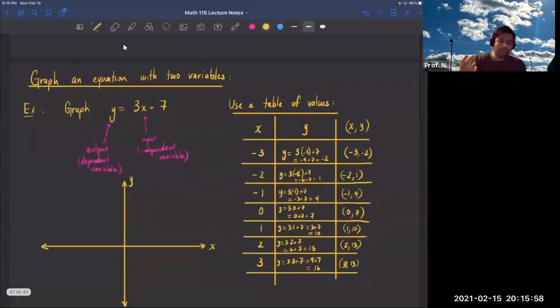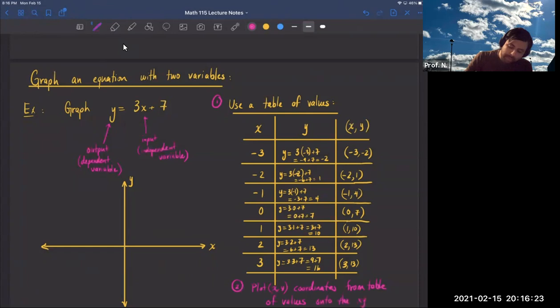And now what we're going to do, once we have the table of values, we're going to plot. So this is like our first step here. Our second step here is plot x, y coordinates from table of values onto the xy plane. So then step 3 would be to actually do it.